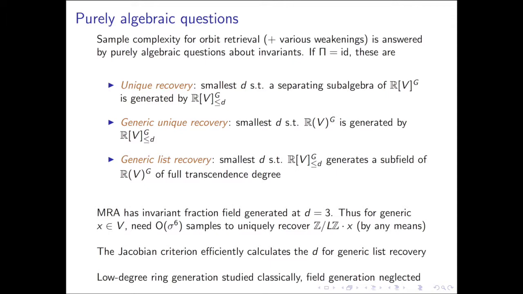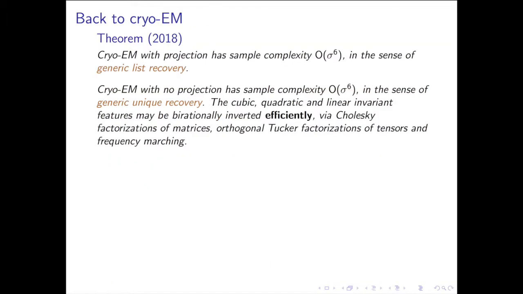Let me also remark that ring generation in invariant theory is quite classical, I think, but this field generation notion, there's very little work on it actually, as far as I can tell. So the middle condition. And yet I would argue that from our point of view, the middle condition is what's most relevant. We would like to have an algorithm that works for almost all molecules. We maybe allow some worst cases. Okay, so these are the algebra questions about generation.